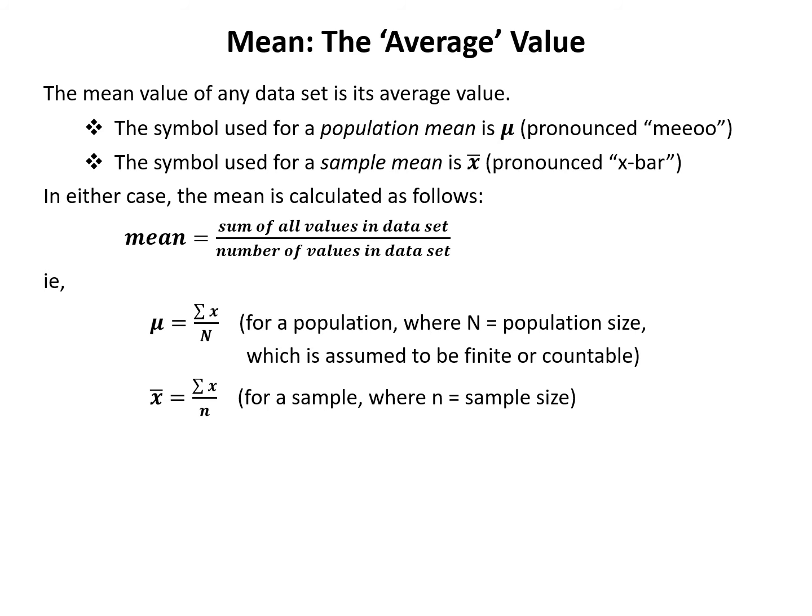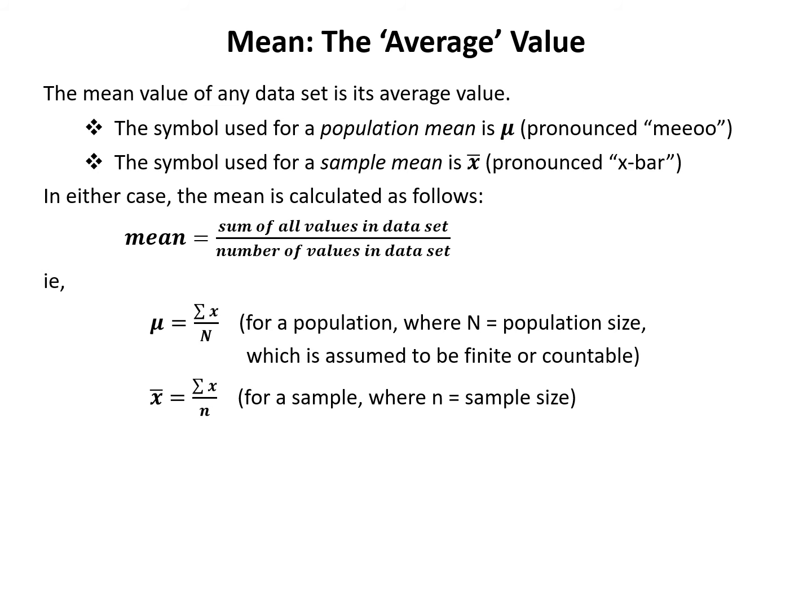The symbol for a population mean is the Greek letter mu, and the symbol used for a sample mean is x bar. In either case, whether we're talking about a population or a sample, the mean is calculated as follows, and it's a rather straightforward, simple calculation. The mean is the sum of all the values in the data set divided by the number of values in the data set. And it's something you've probably done a fair number of times before seeing this lesson.